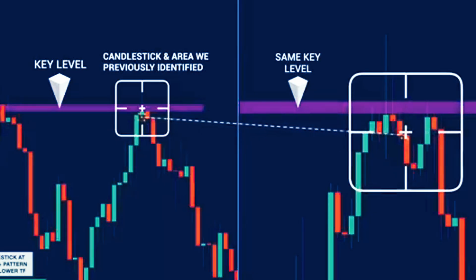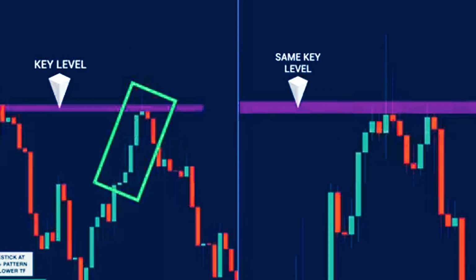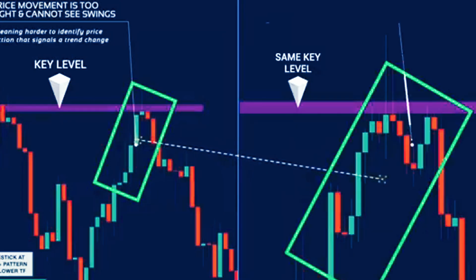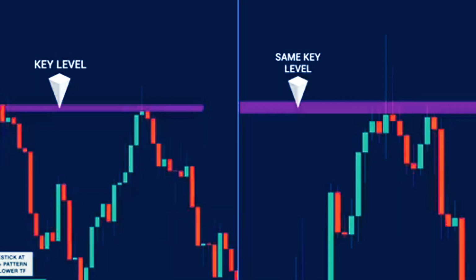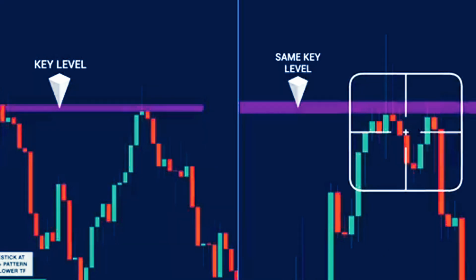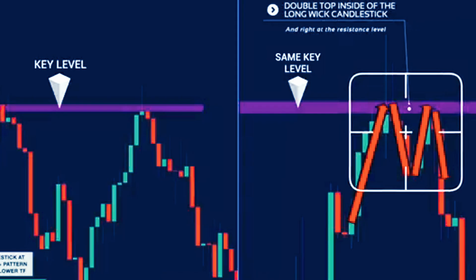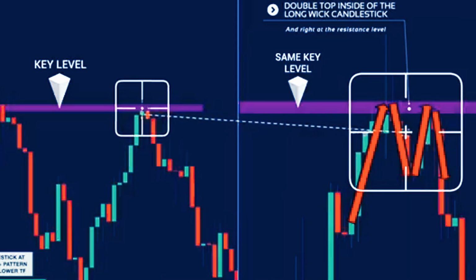Now the reason we are using a lower time frame is because on the main time frame, where we found the initial setup, price movement is too tight, meaning we don't have good swings that give us good price action that signals a trend change after we had the long wick candle. Whereas here on this lower time frame on the right, we can see so much more data and see the actual swings of price. So what you had on this lower time frame was a perfect double top pattern that formed right at the key level of resistance and inside of the long wick candle from the higher time frame.